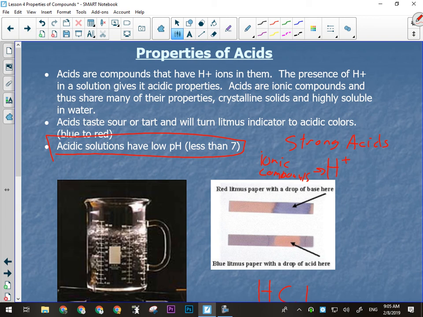So those are going to be the properties of acids. Okay, if we get a strong acid, it's going to be an ionic compound containing hydrogen, which means that its solution will also do what? All ionic compounds, their solutions conduct electricity. Okay, so we got to be ready for that as well.